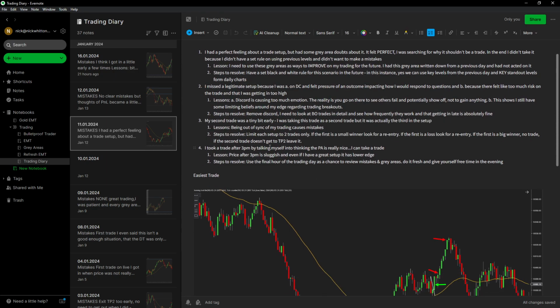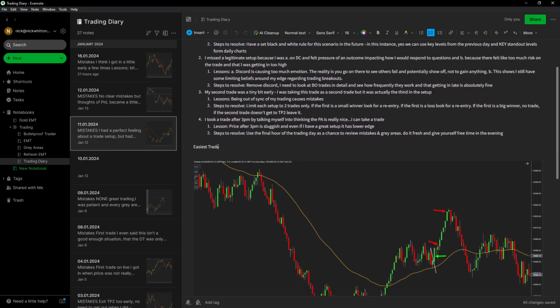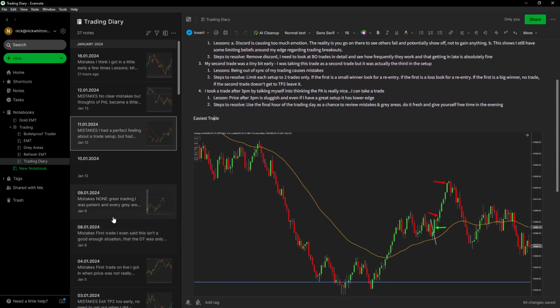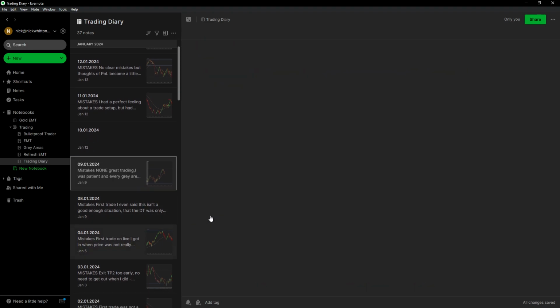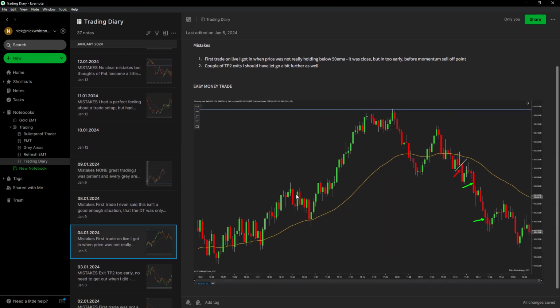Now, another thing I do in my trading diary is I mark out the easiest trade of the day. And the reason I do this is because I want to make sure that the best opportunities every single day that are really straightforward and easy to take, I am taking part in them. And we can see that recently I've actually been doing a pretty good job at these, but not always.